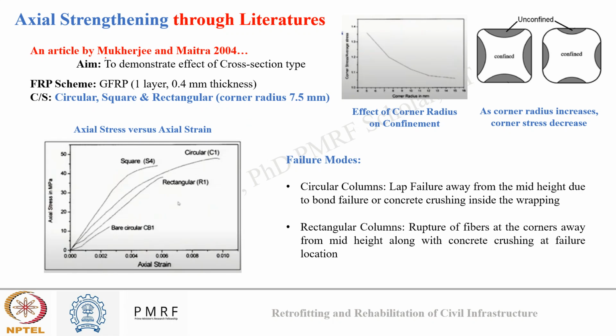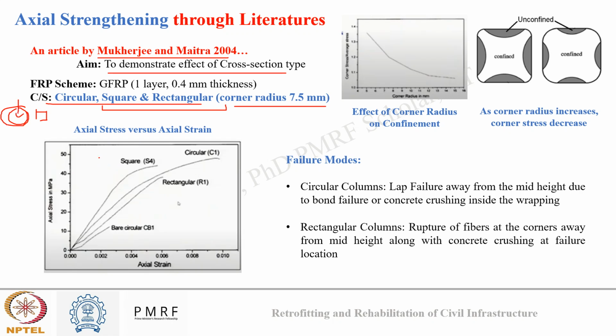Okay, this paper by Mukherjee and Mathra in 2004, they demonstrated the effect of cross-section type. So a column can be of different cross-sections. It can be circular, it can be rectangular, it can be square. So they chose different cross-sections, circular, square and rectangular. For square and rectangular, the corner radius was 7.5 mm, and they observed what happens when FRP wrapping is done and the axial load is applied.